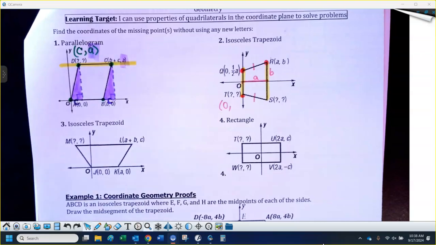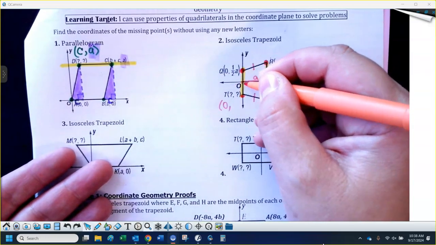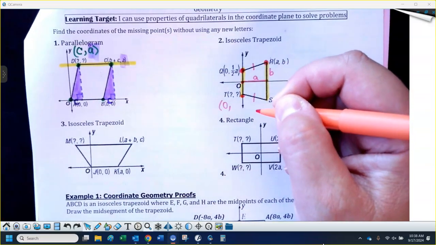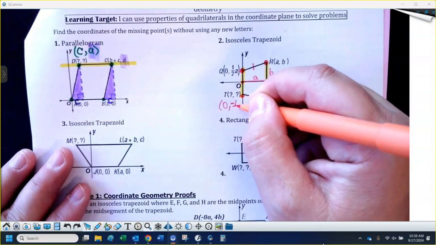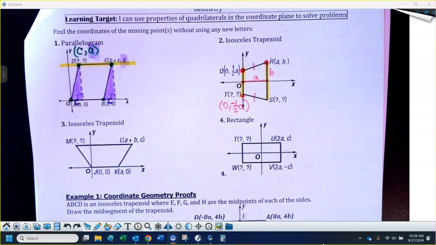Does anybody know what the y coordinate would be? It's 1/2 a. Okay, it's got to match this distance here. This is 1/2 a. The only thing that's different is we're going down, so we just put a little negative, so it would be negative 1/2 a. And that's all you got to do. It's like a mirror image. So the x coordinate's the same. If they're on the same vertical line, they got to have the same x coordinate, and then this is just flipped over. So instead of going up 1/2 a, I go down 1/2 a. So there's a little symmetry there.